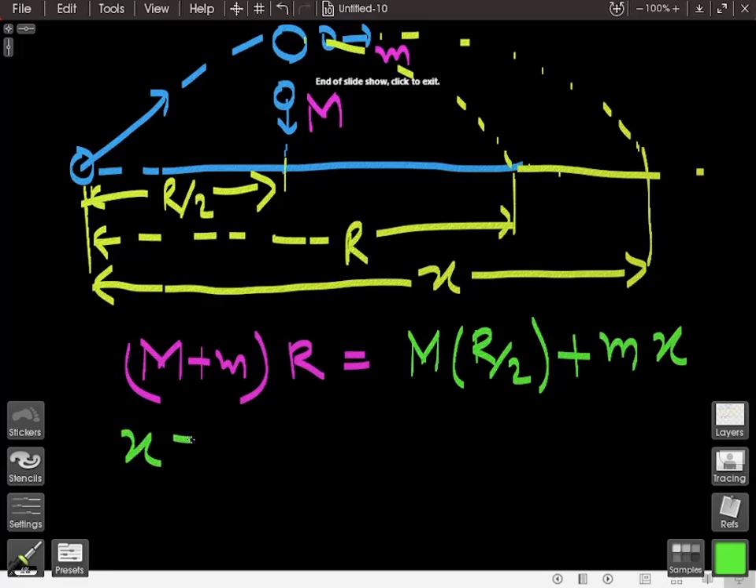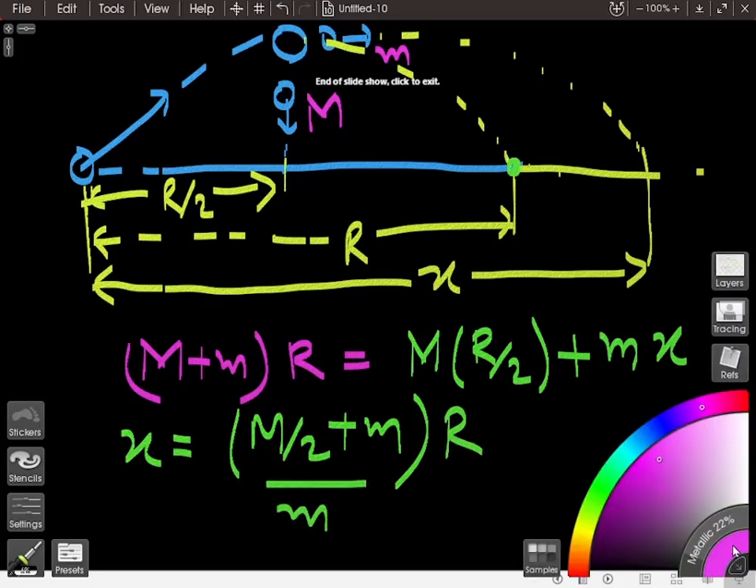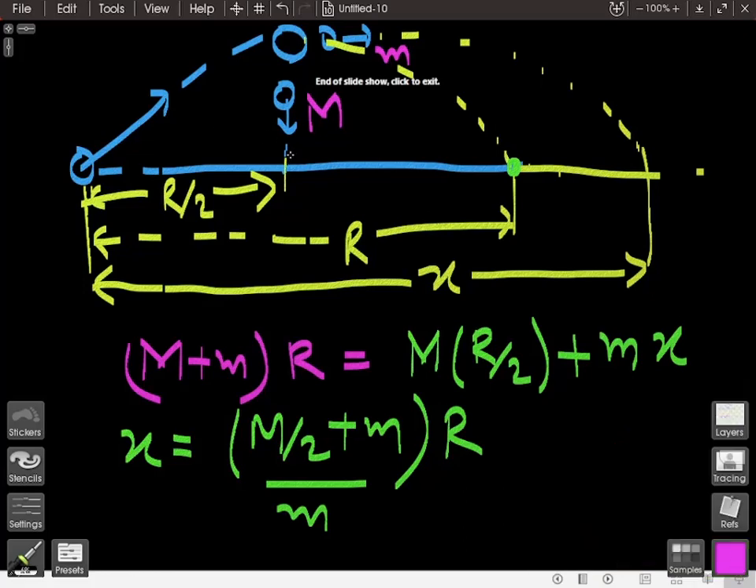We can clearly see we can write x as (M by 2 plus m) into the range, divided by small m. Since there was an explosion, the new pieces should fall in such a way that the center of mass remains at the same location. Okay, so that's why (M plus m) into R is equal to M into R by 2, the location of the bigger piece, plus m into x.